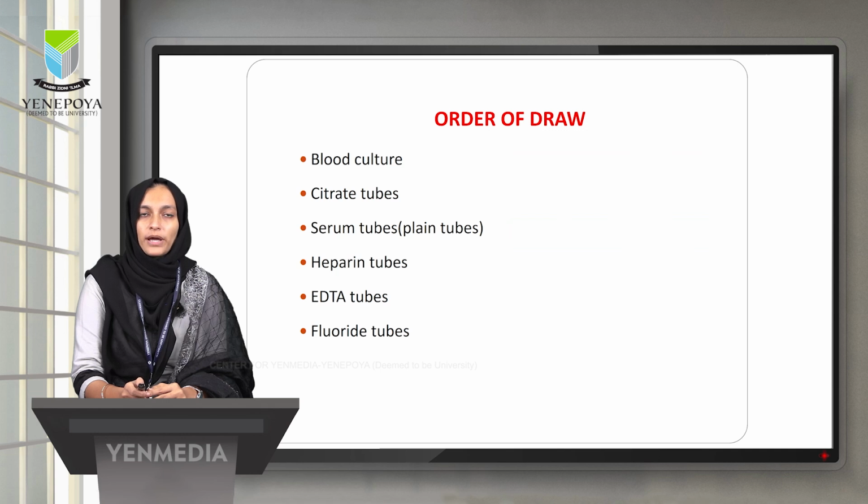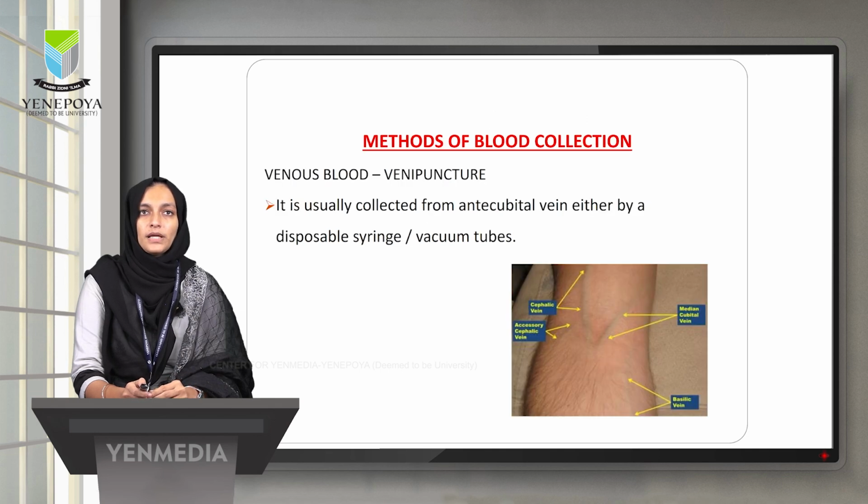We have to follow an order of draw for the collection of tubes. First we have to do blood culture, then we take the citrate tubes, then serum tubes, that is the plain tube, then heparin tube, EDTA tubes and fluoride tubes. Why? Because we follow the order of draw since there is a chance of cross contamination from the tubes. So we have to follow this order while collecting the blood. Then methods of blood collection.